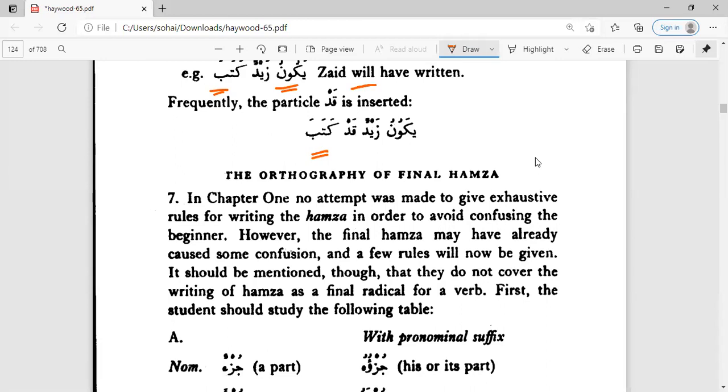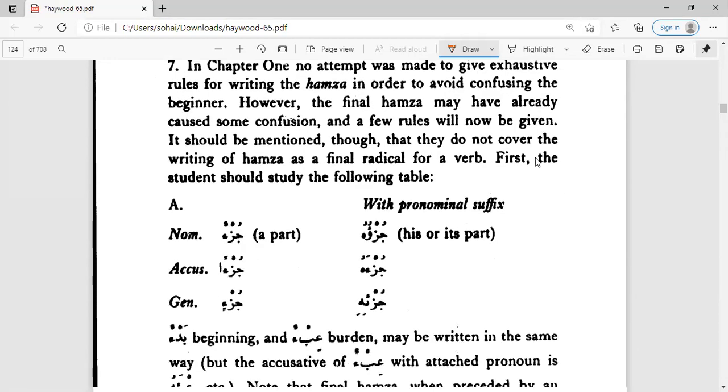So when you say azhabu kulla yawm, it means I go every day. It's not I am going every day. That's habitual, right? If you say azhabu, it means present, I am going. So you could divide present into continuous and habitual. If you say azhabu, it means I am going, and if you say azhabu kulla yawmin, it means I go every day.